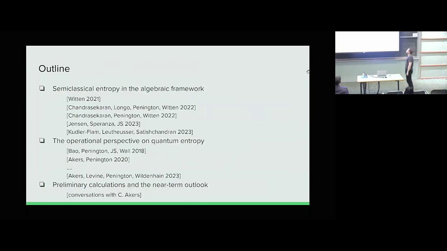Okay. So for most of this talk, I'm going to be summarizing this work that started in 2021 with this really amazing paper of Witten, then was developed by these authors here, and I'm mostly going to be taking the perspective that was developed in these last two papers by myself, Anthony Speranza, Christian Jensen, Jonah Kudler-Flam, Sam Leuthäuser, and Gautam Satychandran. And the point of these papers was the following.